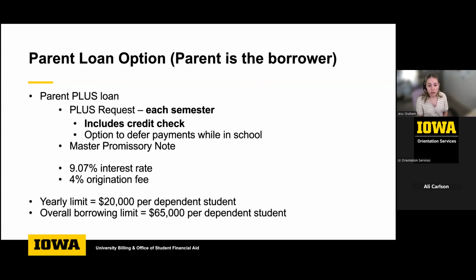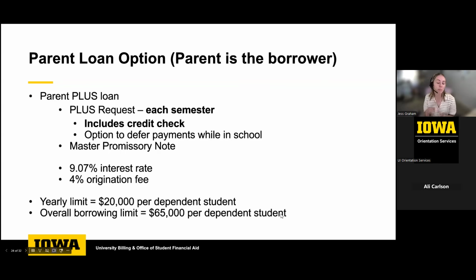The interest rate for 26-27 is going to be 9.07%, and there's a 4% origination fee. What that means is whatever amount you receive per semester, 4% of that amount is going to get skimmed right off the top before it disperses to the billing office. And my last two bullet points are really the biggest changes that are occurring to the Parent Plus loan going into next year. It used to be the case that when a parent applied for a Plus loan and was approved, they could receive a loan that fills basically the rest of the gap in their student's funding.